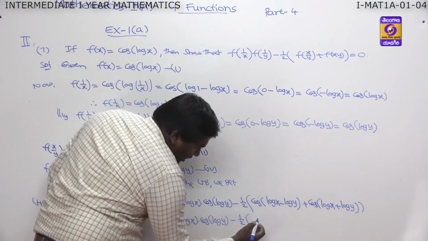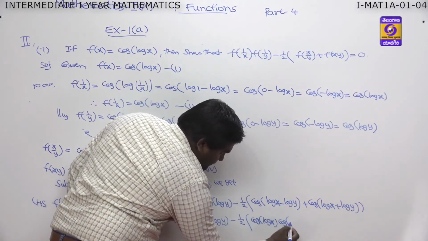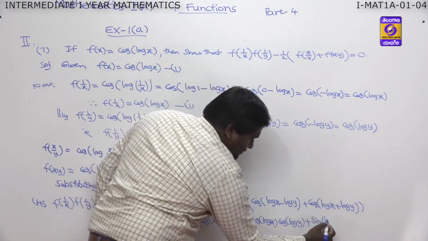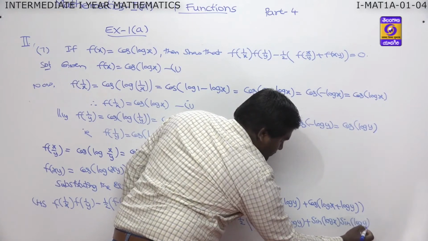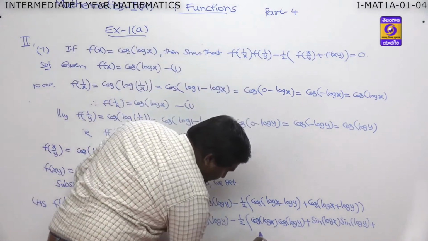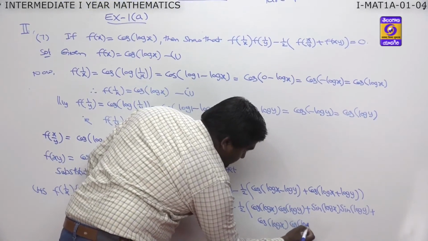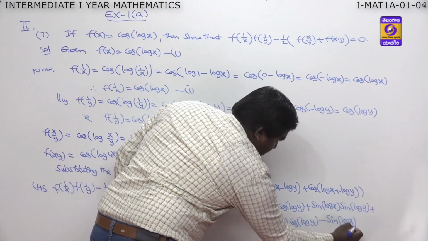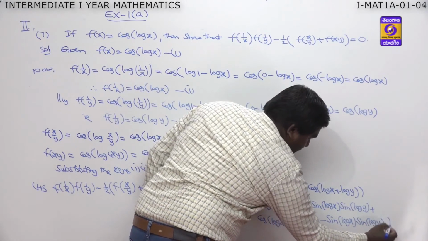So cos a minus b, cos a plus b, you know very well. Simply substituting cos a minus b, cos a cos b plus sin a sin b plus it is cos a plus b, clearly cos a cos b minus sin a sin b, bracket close.